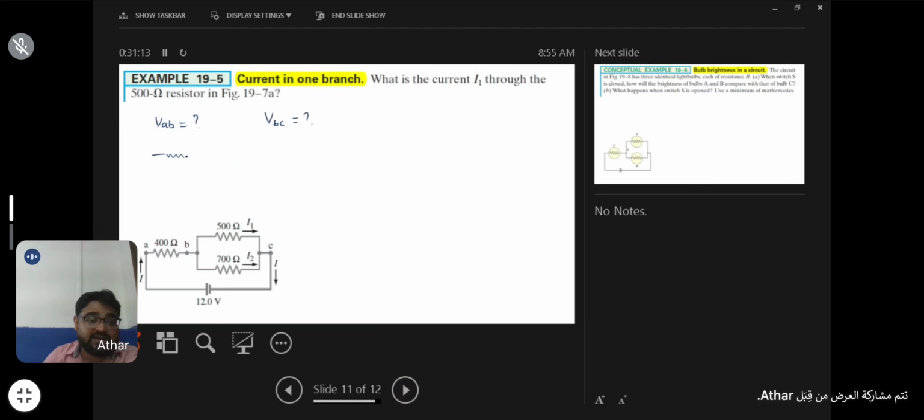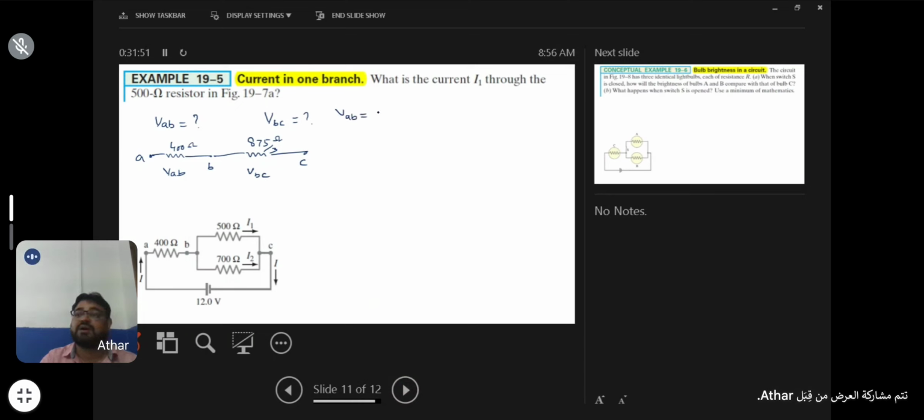So I am redrawing this figure just to have a quick look. So VAB is this, 400 ohm. This is VAB, A terminal, B terminal, and VBC is across 875 ohm over 3. This is VBC. Now, can you tell me the total voltage was 12 volt? How can we find them separately? We have the same rule.